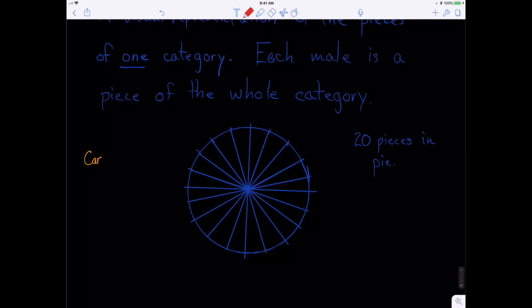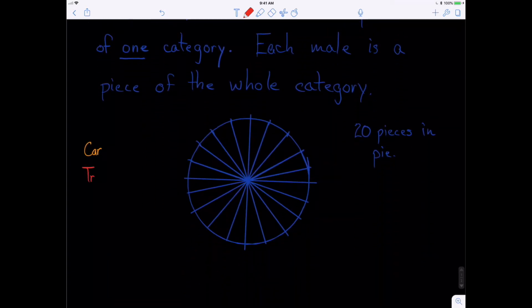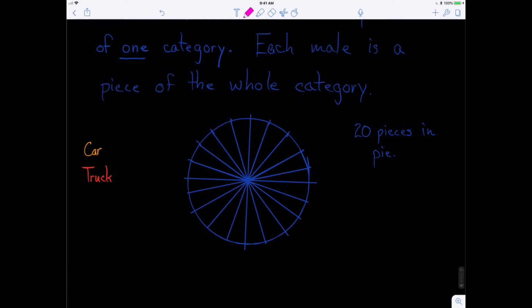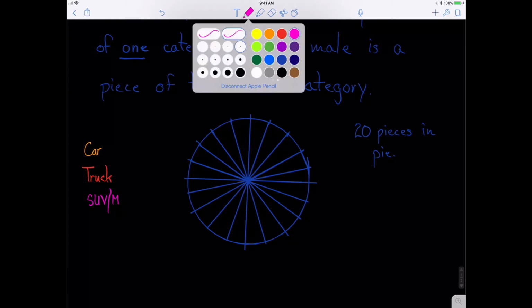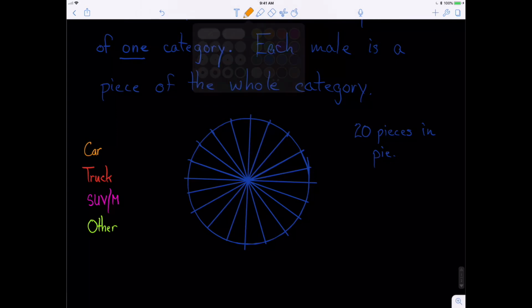Males that drive, the next category we had, trucks, will be in red. Let's see, our next one was SUVs and minivans. We'll do that in that pink. And our final category was other, so let's do that in our light green. We had our other transportation. And so what we do then is we color code accordingly. So let's go back. Let's start with our first color, that's orange.